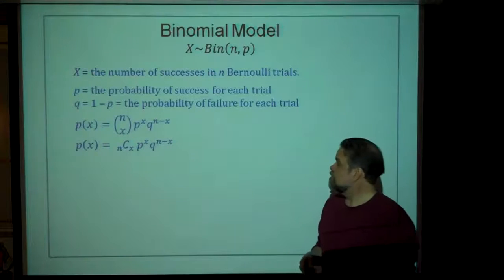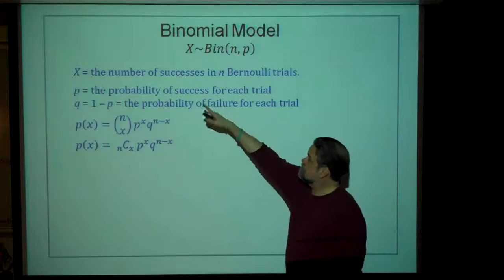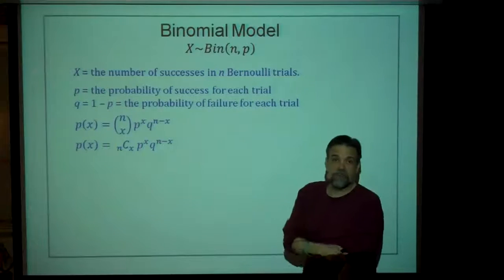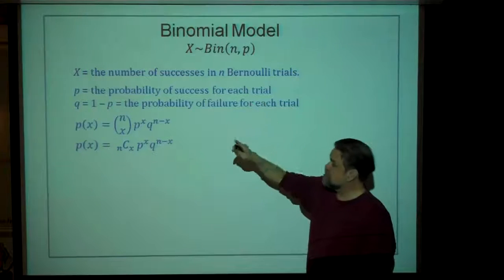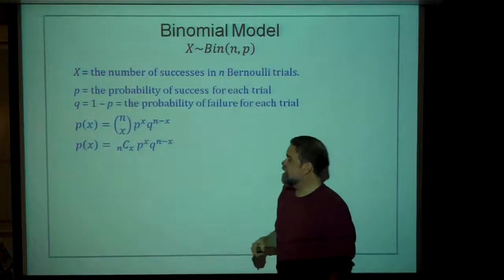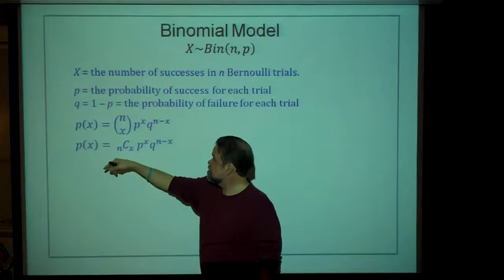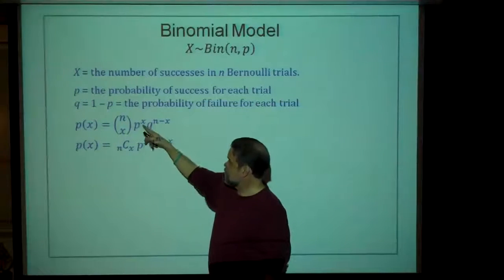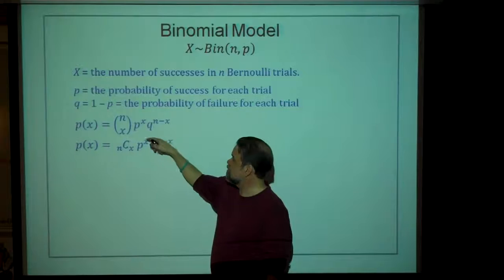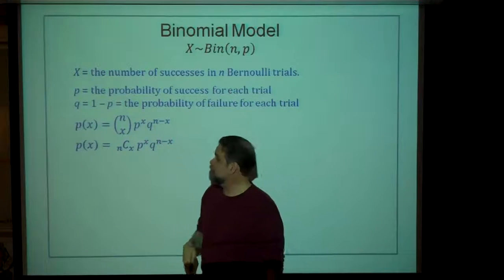So, what do we need to know about the binomial model? Well, we need to know that x is the number of successes in n Bernoulli trials, if x is a binomial random variable, where p is the probability of success, q is the probability of failure, and that the probability of getting x successes is n choose x, which we can either write like this or like this, times p to the x times q to the n minus x. P to the number of successes times q to the number of failures. All right?